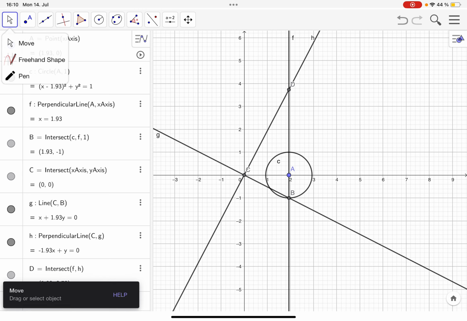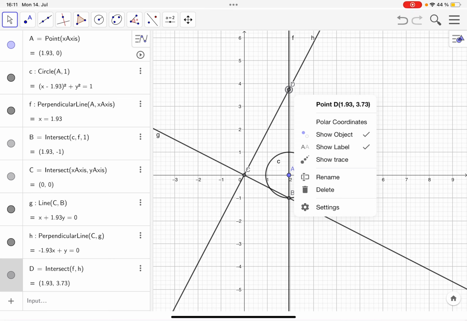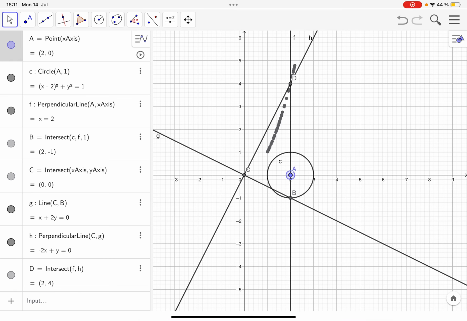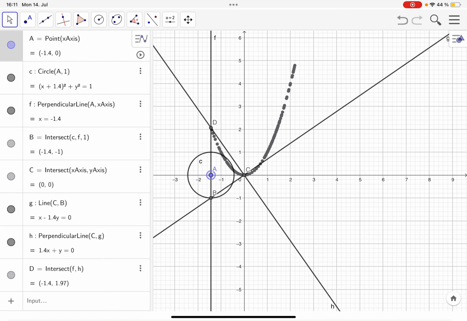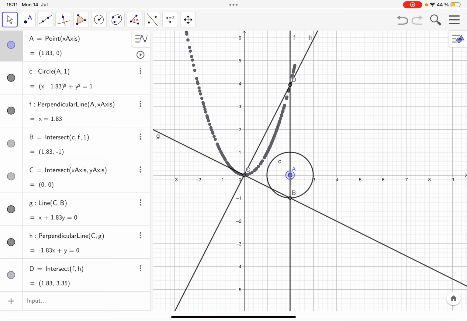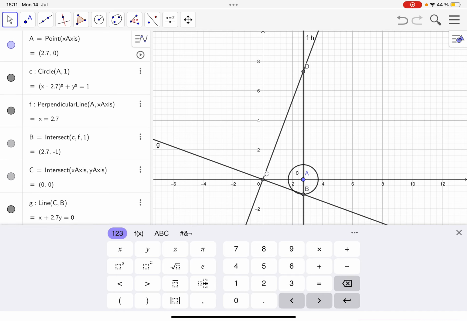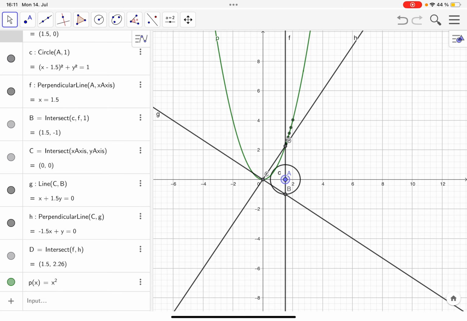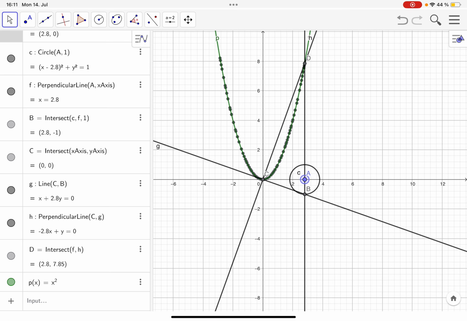So if we trace it, it will be obviously a parabola. You see at point 2, it's 4. At point 1, it's 1. And so on. We can make even more sure. So here we got x squared. It actually lies exactly on top of it. So that was the first method.